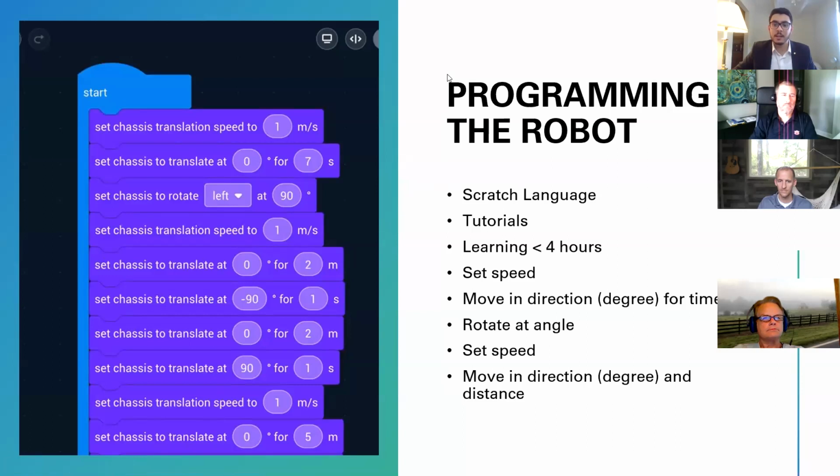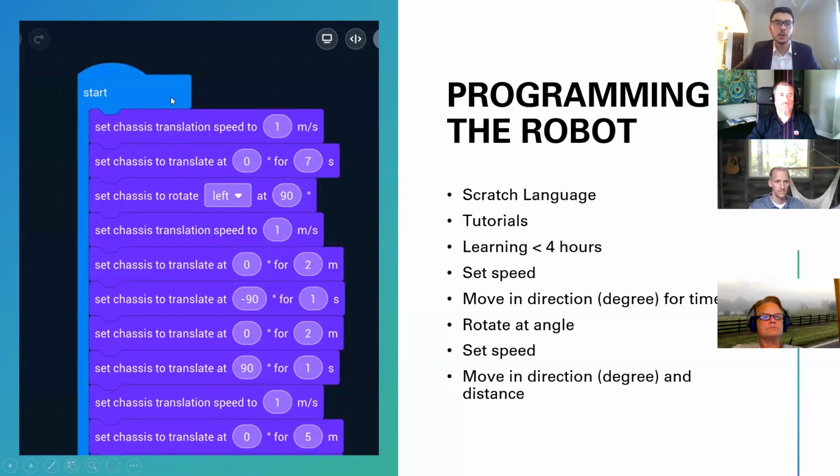This is the program that I created after going through that trial. This was done in Scratch language. As I said, I watched the tutorials, learning less than 4 hours. And let me explain how, just a basic overview of what's done.